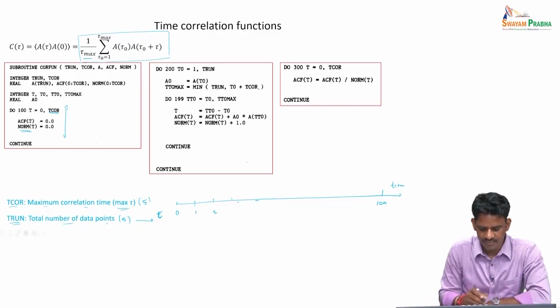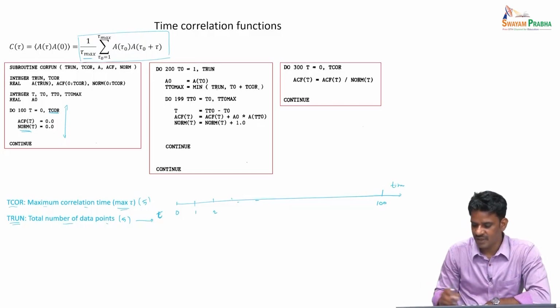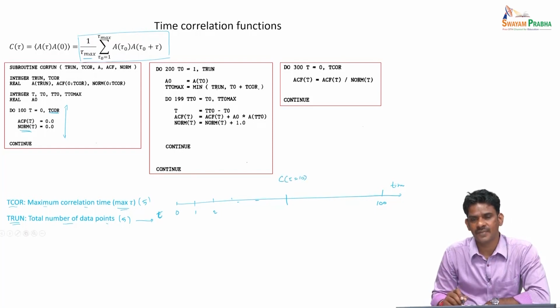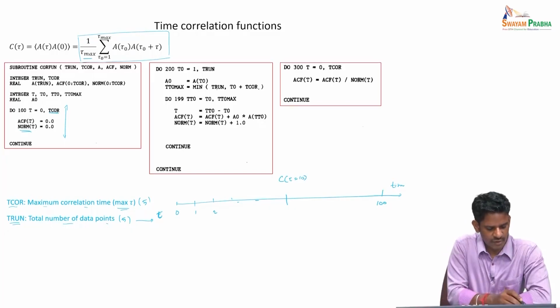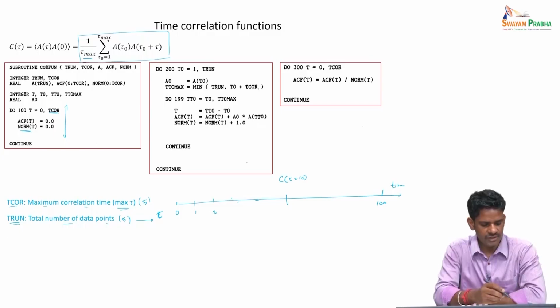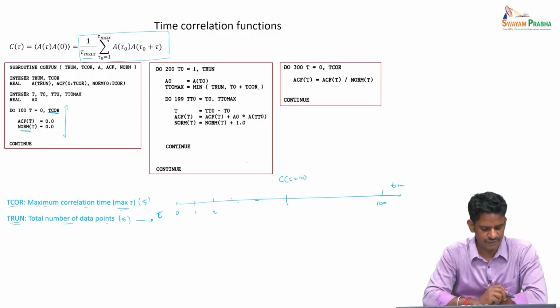But the correlation time need not go all the way to 100. You can say that I want to calculate correlation time only up to a maximum correlation time of 10. So this number tau max or tau core can be smaller than or equal to the total number of simulation steps. So that's the initialization that we do first.